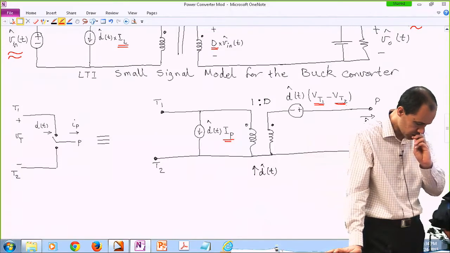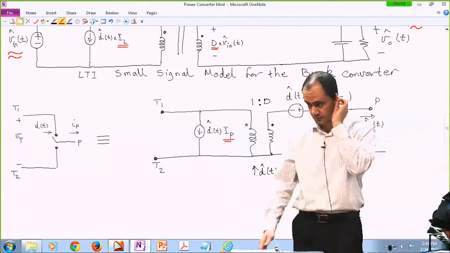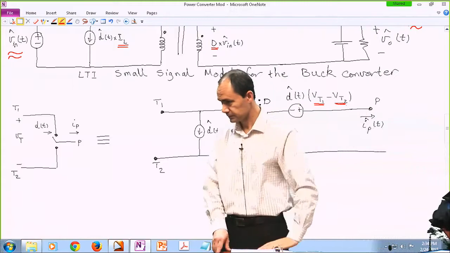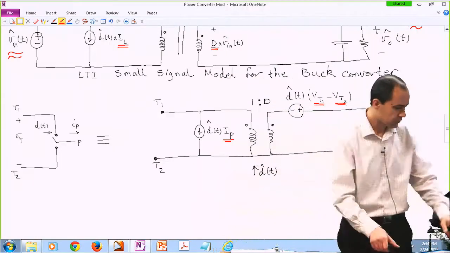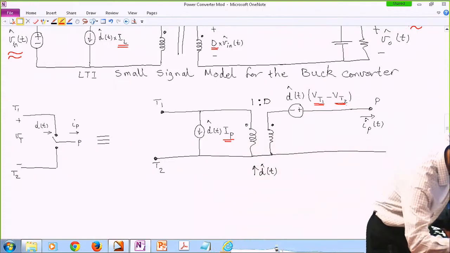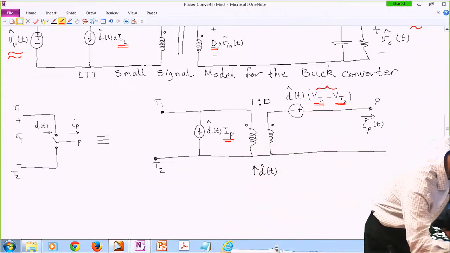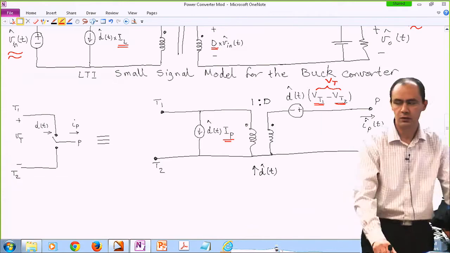Any questions? Yes? Why do you say that it's VT1 minus VT2? It's up to you. That's actually our throw voltage, so I'm just going to replace it with the throw voltage, the DC value of the throw voltage.